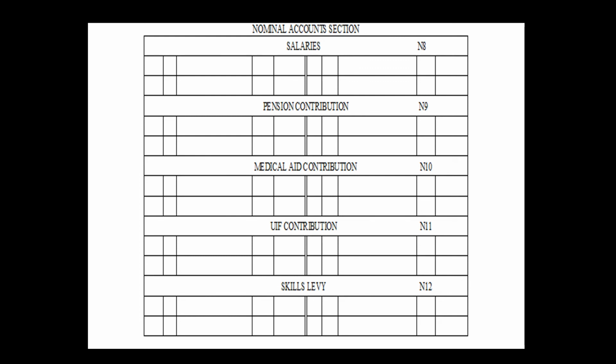Here's your nominal account section. These are the expenses in terms of salaries. Remember that the deductions is money that comes off the employee's salary. So that is why under pension fund contribution, you only find the employer's contribution. Same with medical aid and UIF and the skills development levy. This is the amount that the employer contributes towards these funds for the employee. So these are all our expenses.